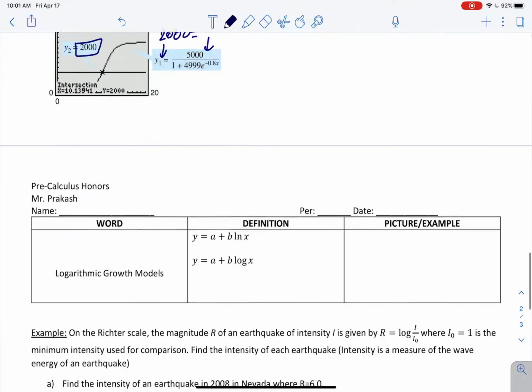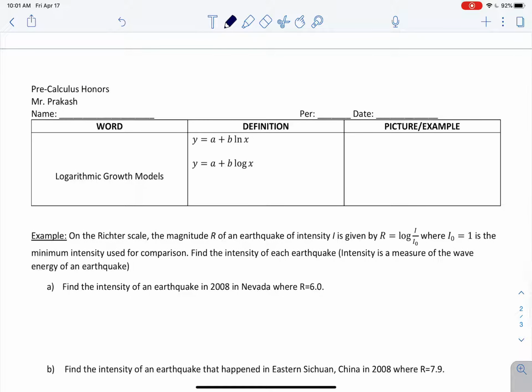The last one is logarithmic growth models. So this is again using that log scale to solve things, except here we're not making both x and y a log scale value. We're only making x in a log scale, and then the y is still the actual value. So this is how we calculate things like pH, and we calculate pOH, and we calculate magnitude of earthquakes.